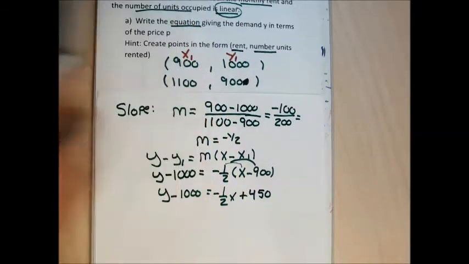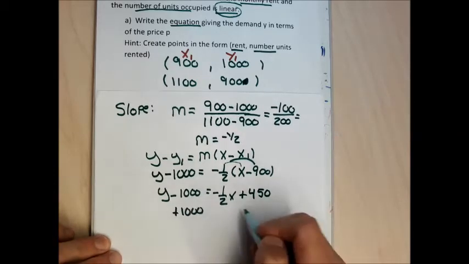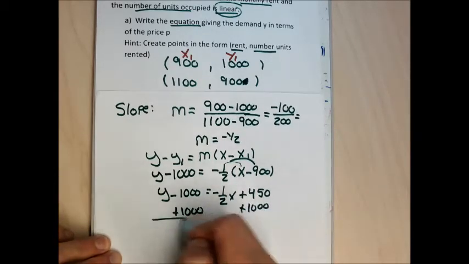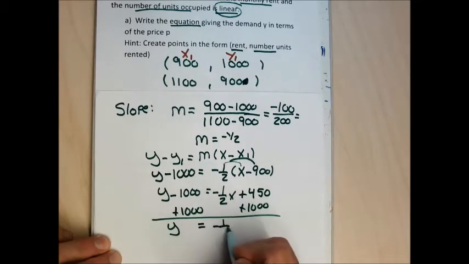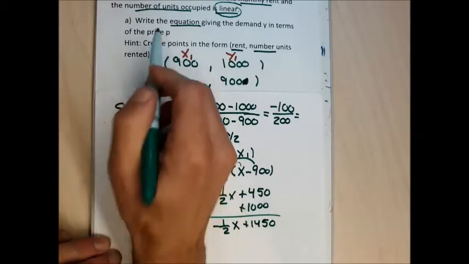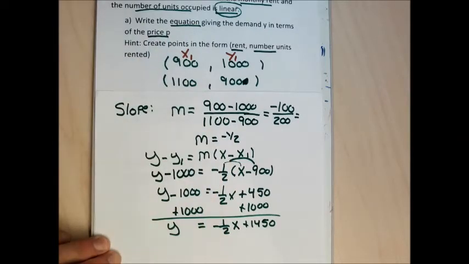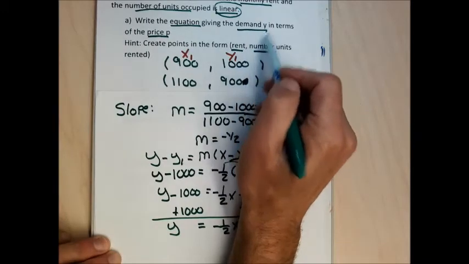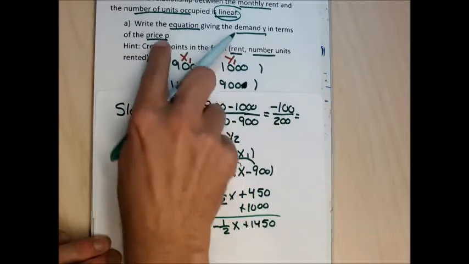Almost have a suitable answer for part A. I just need to add 1,000 to both sides. And an answer for part A, the equation of a line that models the data is y equals negative 1/2 x plus 1450. I'm going to write that as my answer, and my hint was to change the price to P as opposed to leaving it as an x. It says make the demand y, which is the number of units. I'm going to leave the number of units rented as y. I'm going to leave the y a y, and I'm going to change the x to a P.